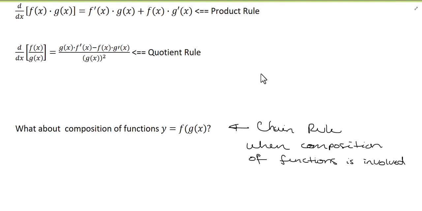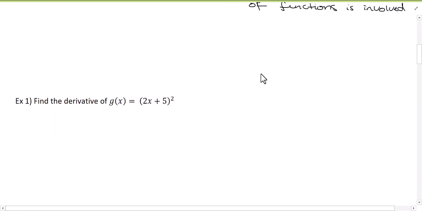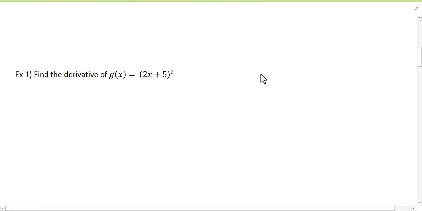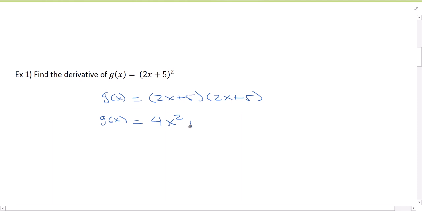So let's look at one example. Find the derivative of g of x equals 2x plus 5 squared. Now here we don't need to write this as a composition of functions. We can just say g of x, I can rewrite it as 2x plus 5 times 2x plus 5. And so I can either use the product rule or I can continue simplifying and get 4x squared plus 20x plus 25 and then take the derivative. Right, so this will be 8x plus 20 and then that will be done.